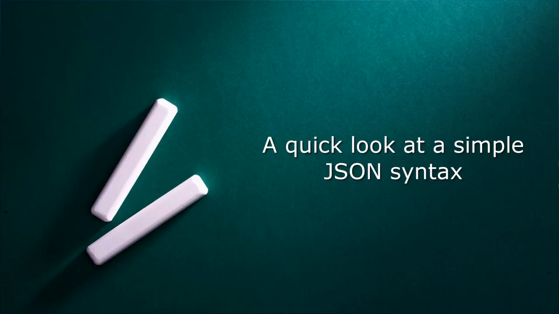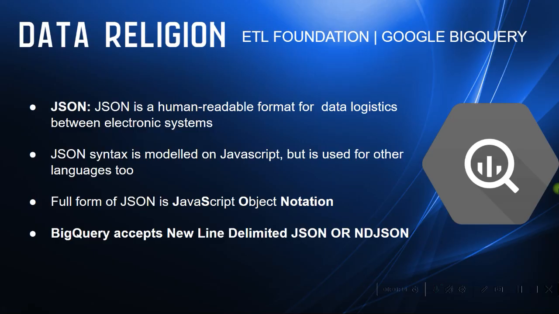Are you familiar with JSON? No problem if you are not. JSON is a human-readable format for data logistics between electronic systems. It's one of the most common languages for data transport. JSON syntax is modeled on JavaScript but is used for other languages too. And one very important thing that you need to know is that BigQuery accepts a specific format of JSON, newline delimited JSON, or NDJSON.